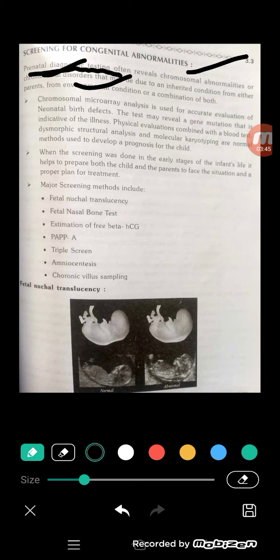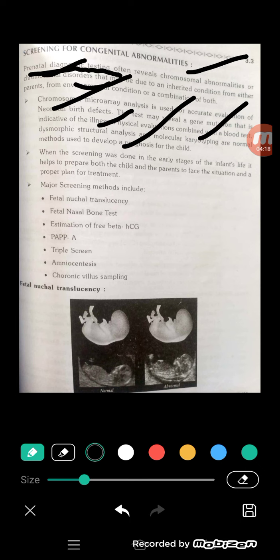The chromosomal microarray analysis assesses the neonatal birth evaluation. And for the next one, physical evaluation is identified with structural analysis. Molecular karyotyping methods are developed to identify these characters. Before, we already discussed gene testing, DNA testing, chromosomal testing, and biochemical testing. With these three tests, we identify the screening of congenital abnormalities.